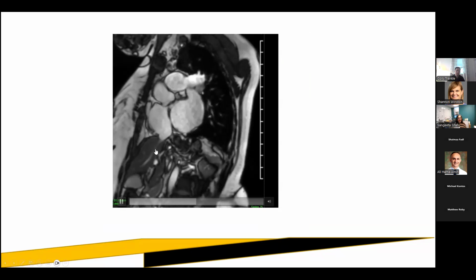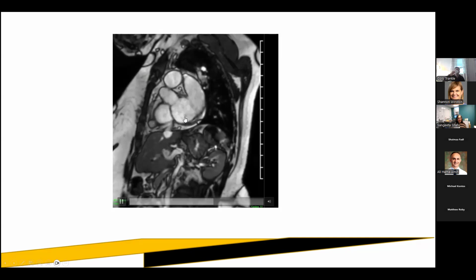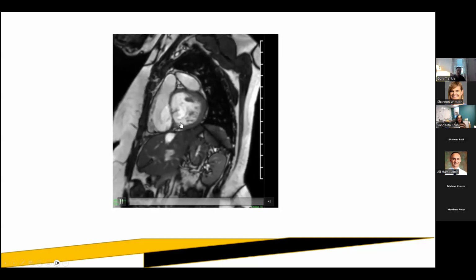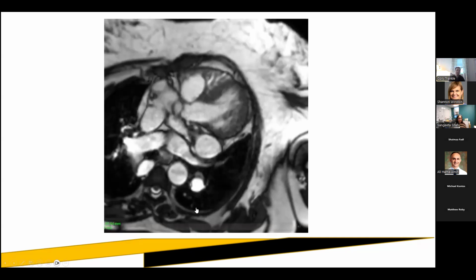These are hepatic veins draining directly into the right atrium. Here's your mitral regurgitation. And what you're seeing is that the tricuspid valve and the mitral valve are at the same level. Oops, that didn't work. Sorry, guys.